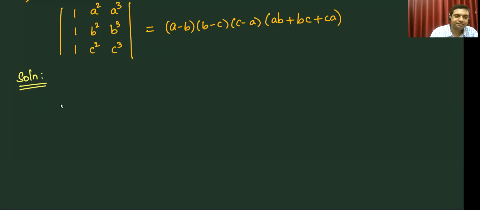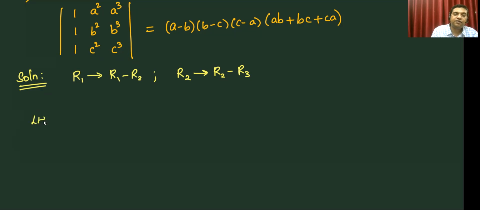Sir, R1 as R1 minus R2. Better to keep the first one as it is because it is 1. Better to do R2 as R2 minus R1. Sir, but if we do R1 as R1 minus R2, we can get directly, right? A minus B and B minus C. Okay, second step. That also you can do. Okay, I'll do what you're saying. R1 as R1 minus R2 and R2 as R2 minus R3. We can do this.